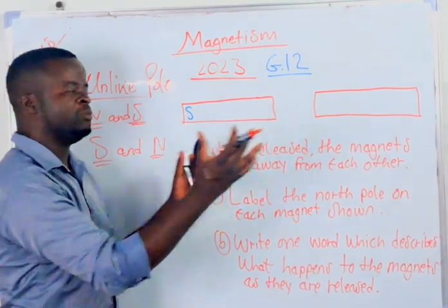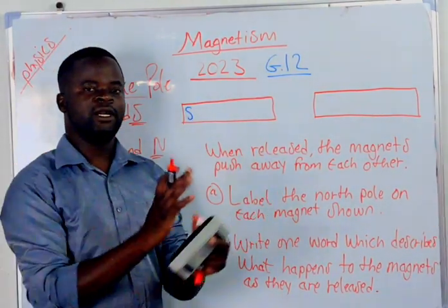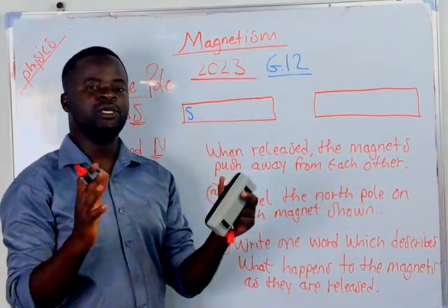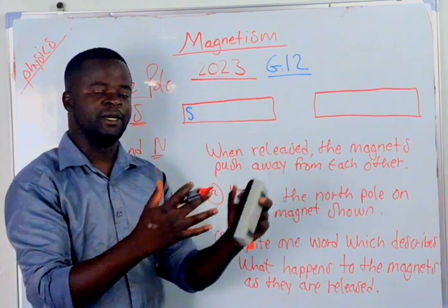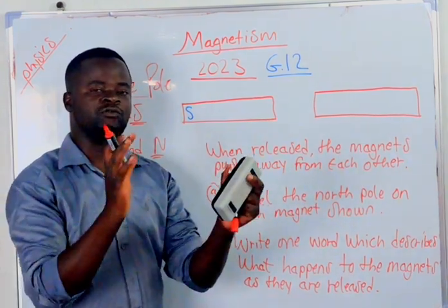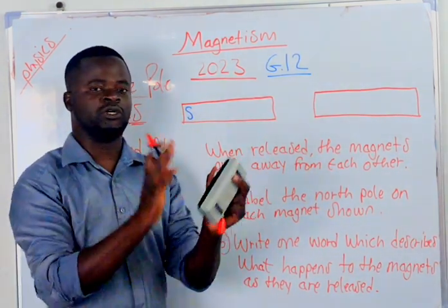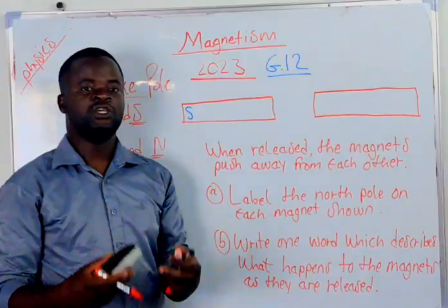When you bring two bar magnets having unlike poles together, what's going to happen? There will be no space between the two bar magnets. This signifies that there is a force of what? Attraction. They are going to attract. So this is what you need to understand.